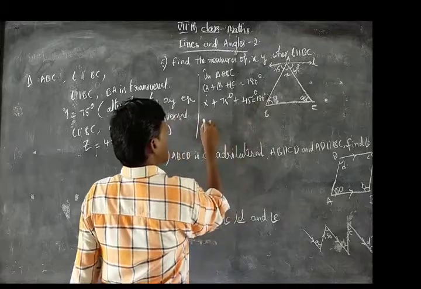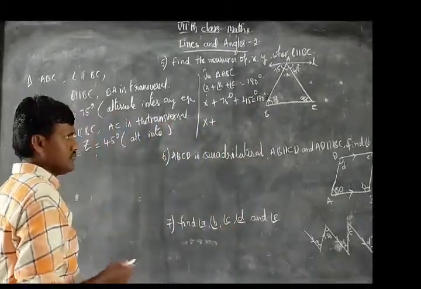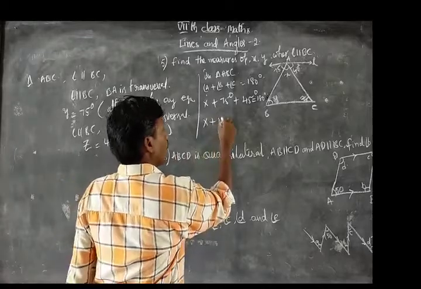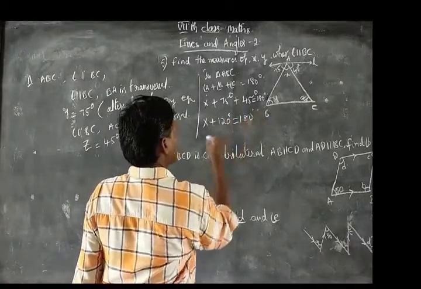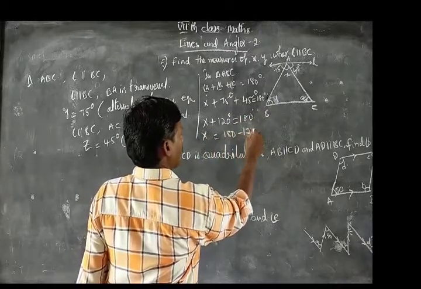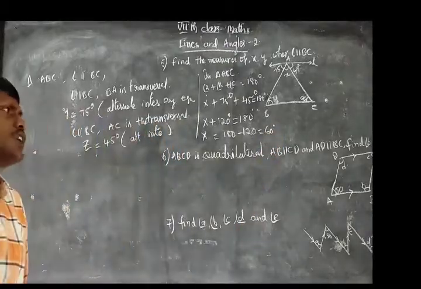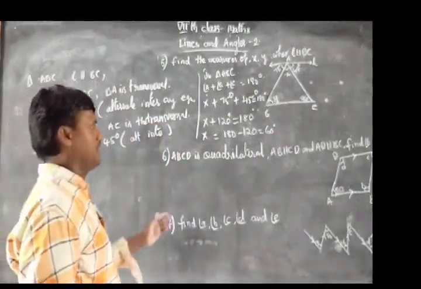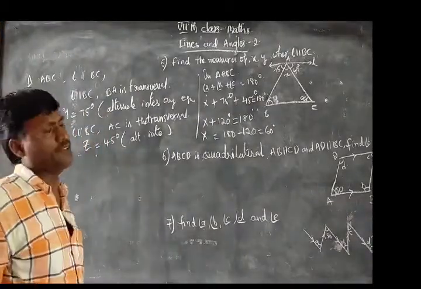180 degrees. So x plus 45 plus 75, that is 120 degrees, is equal to 180 degrees. So x is equal to 180 minus 120. Finally we got x is equal to 60 degrees. So we did find the x value, y value and z value.